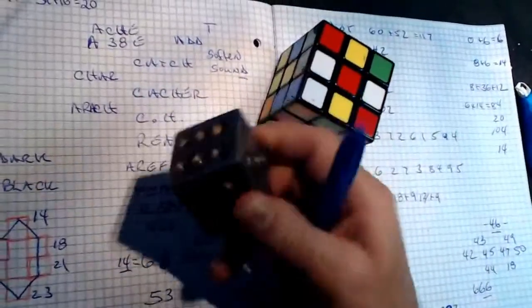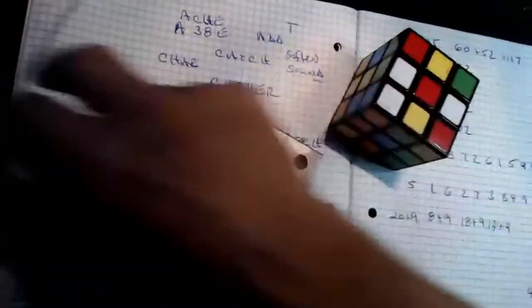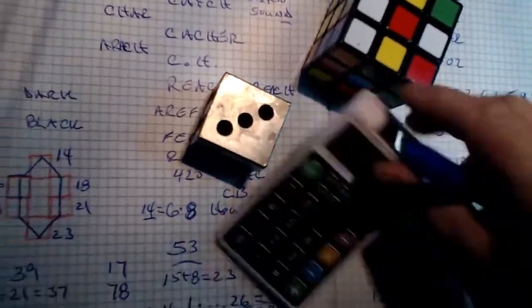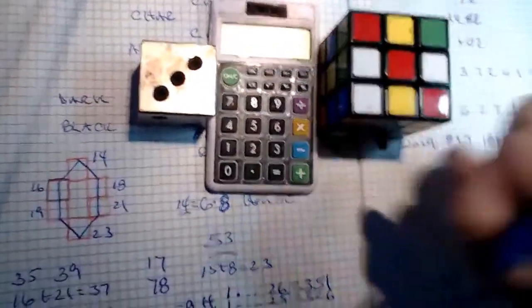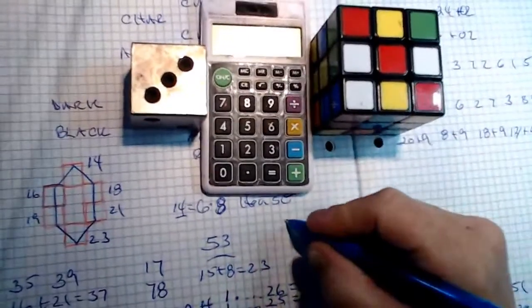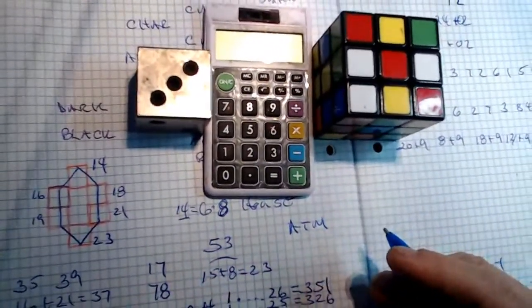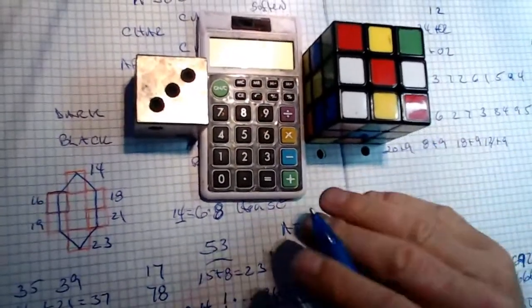The dice cube. The face of the calculator or the ATM. Pick one because they're not the same. They're the same, they're not the same.